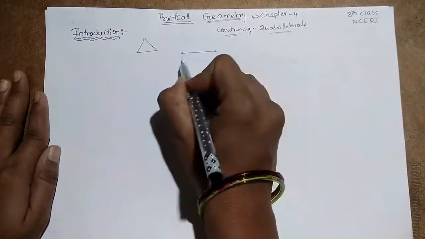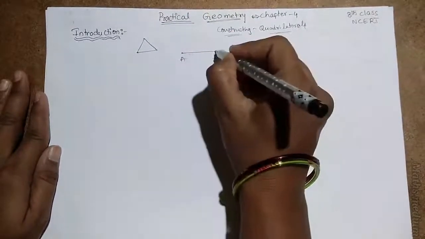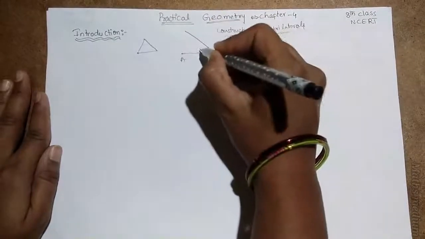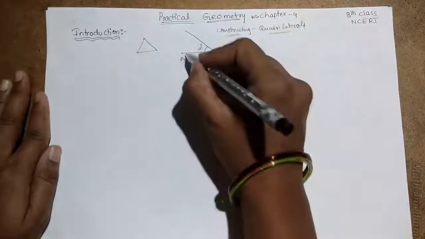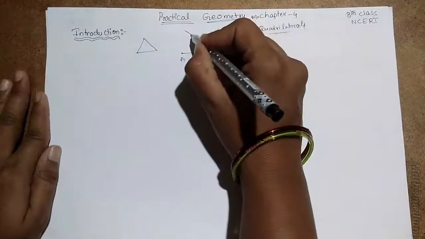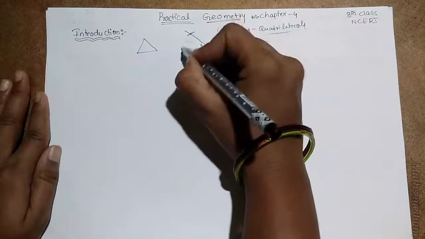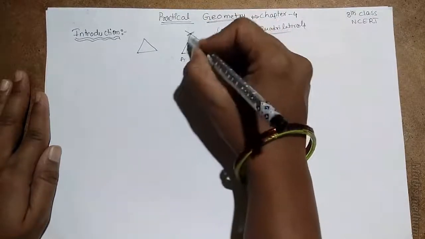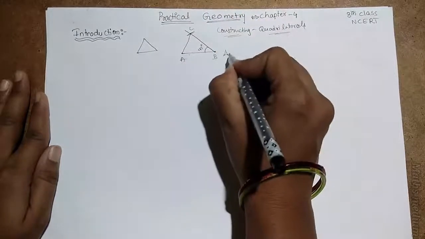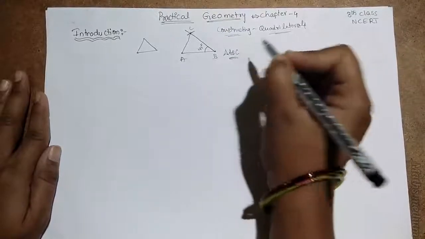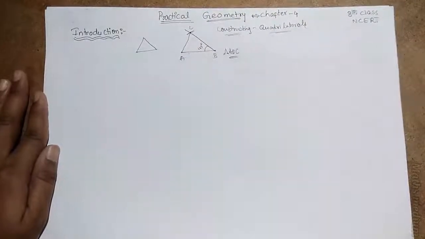Take a base, let it be AB, and at B make an angle like 45 degrees, and let AC be 4 centimeters, etc. Then with a compass we join the line AC. So it is a triangle ABC with the given lengths and angles. So this is the construction of a triangle.